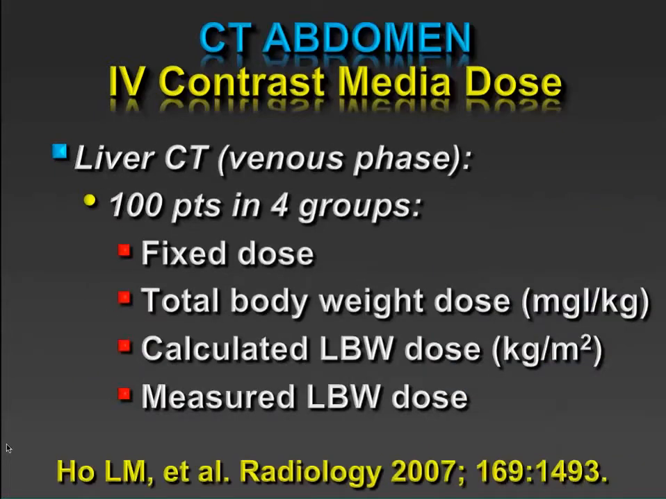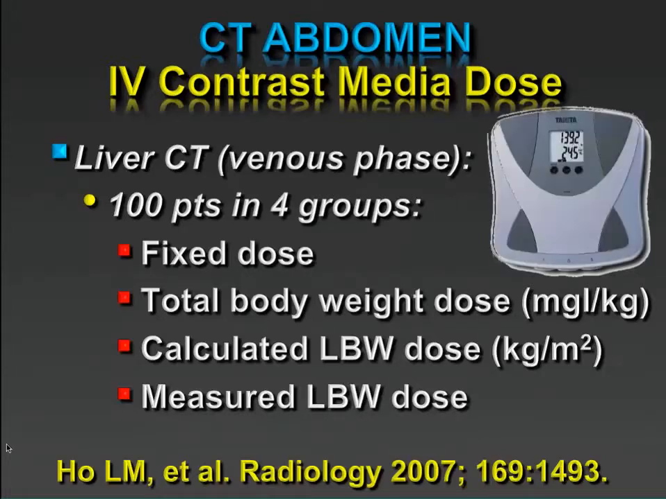Let me just share with you some data from a study we did a few years ago where we compared 4 different groups of patients. We had a fixed dose in 25 patients, one dose determined by total body weight in another 25, a calculated lean body weight basically from the BMI, and then measured lean body weight, where we actually use these scales that send an electrical current up one leg and measure how long it takes to come back down the other leg. The more fat you have, the longer it takes. The less fat you have, the shorter it takes. That's how it works.